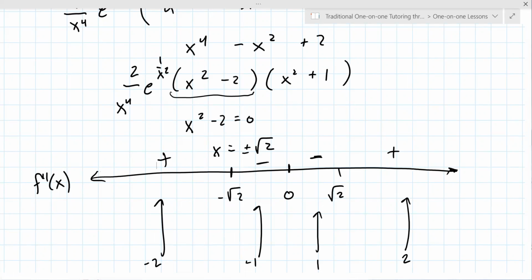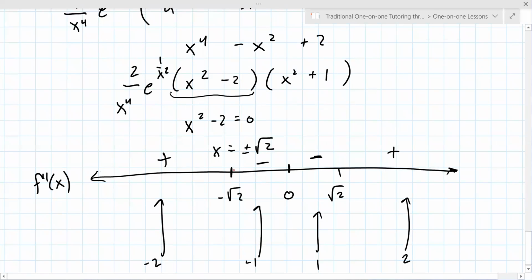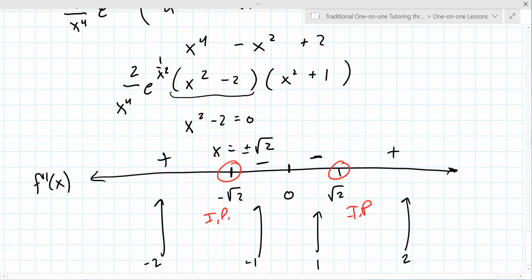Okay. And just looking at sign and not the actual value. So this is an inflection point. This is an inflection point. Even if this changed from plus to minus or minus to plus, this is not, because it's not part of the domain, if you look at the original function there. So this helps you to figure out where it's increasing and decreasing.